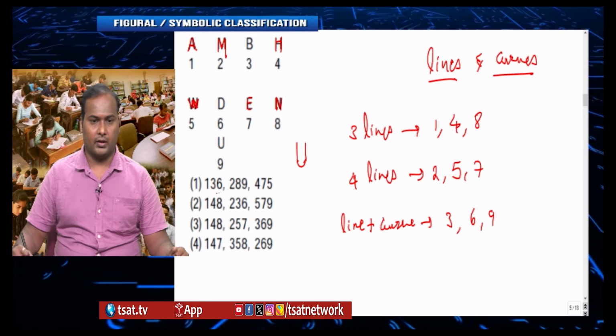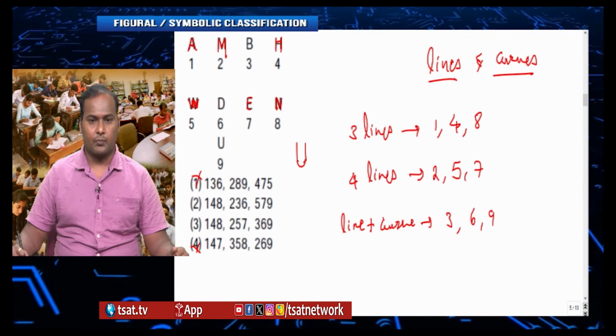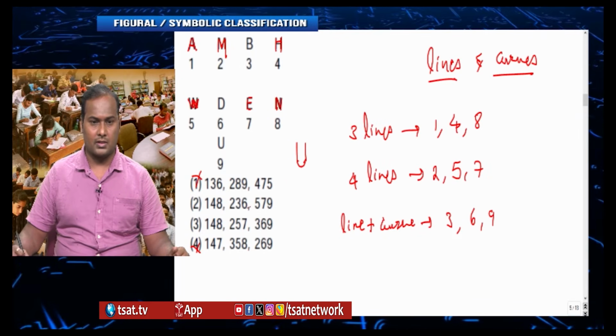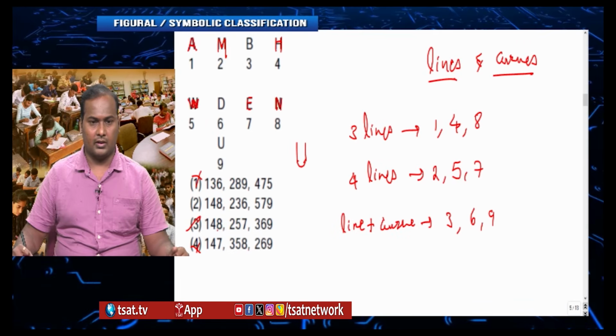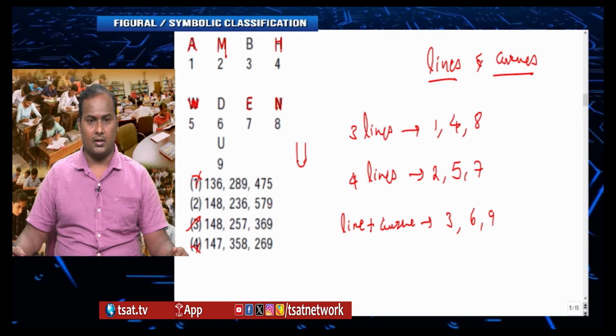Your answer is 148. So 148 means option 1 eliminated, option 4 eliminated. The next one is 257. So your answer will be option 3: 148, 257 and 369.